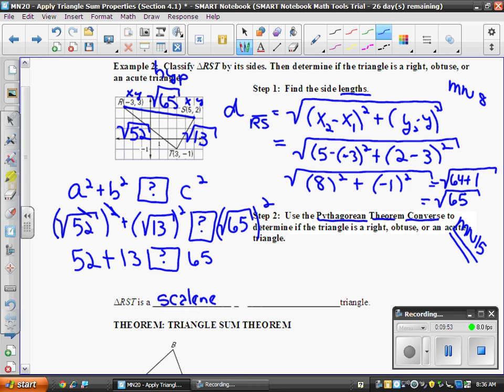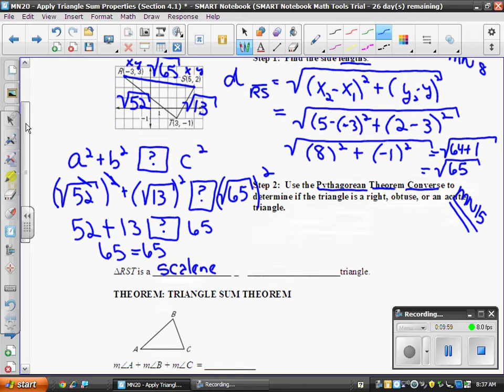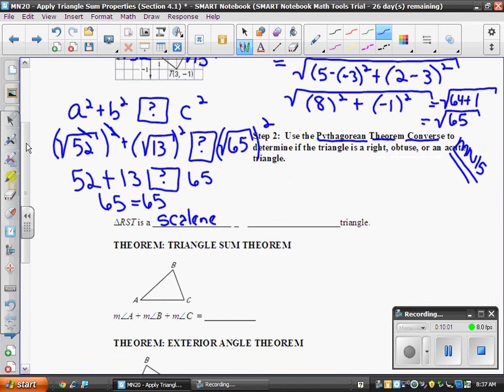So we end up with 65 is equal to 65. And we know that if the Pythagorean theorem converse is equal, or we find that when you fill in your legs and your hypotenuse it equals, you have a right triangle. If it were greater than, it would be an acute triangle.